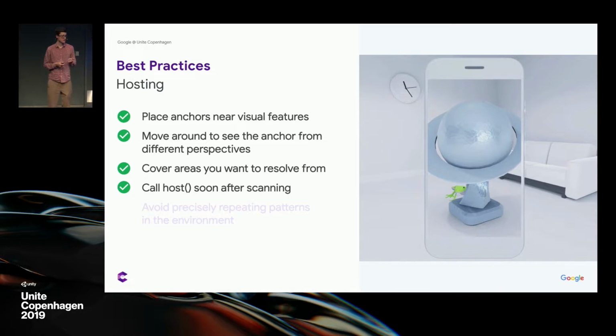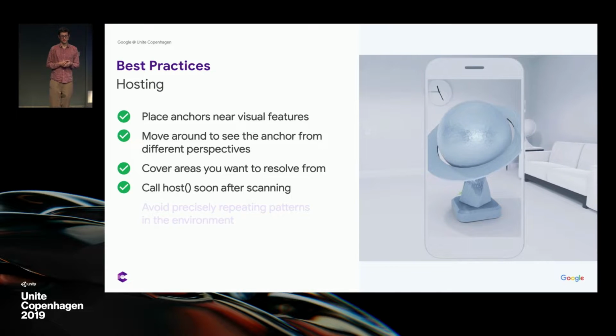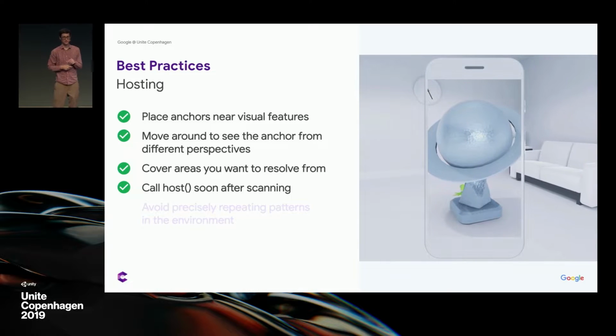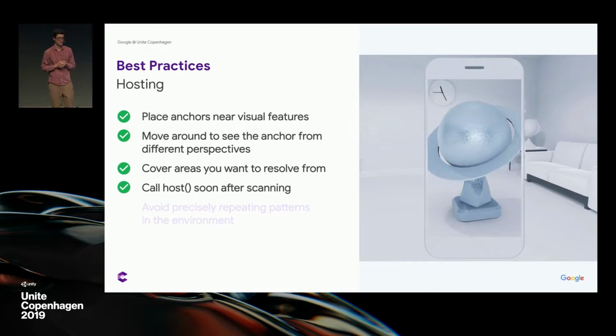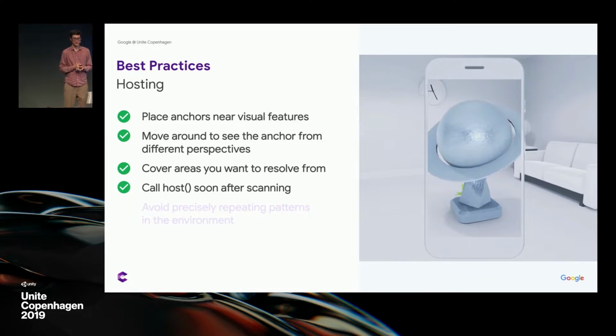It's also very important while you're scanning to move around and see the anchor from different perspectives. The more perspectives you cover when you're scanning, the more places you'll be able to resolve from later. And you should cover areas where you want to resolve from. For example, let's say you place an anchor in the middle of a table. If you want to be able to resolve from anywhere around that table, then you should walk around the entire table when you host. If, however, you only need to resolve from one side, then it's okay to just scan from that side. And also, you should call host soon after scanning. This is because ARCore buffers the most recent session data to send to the server.